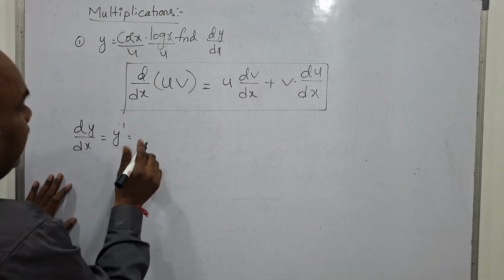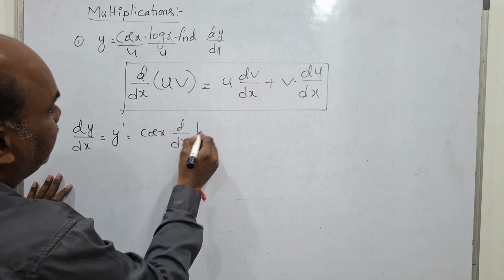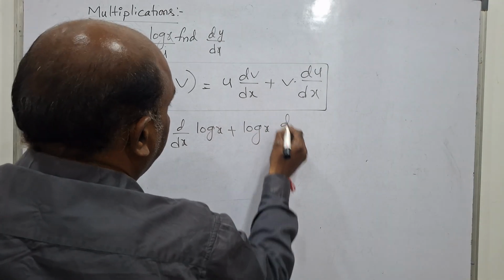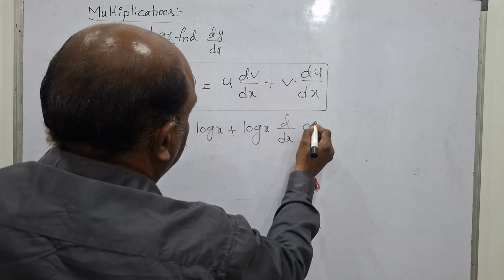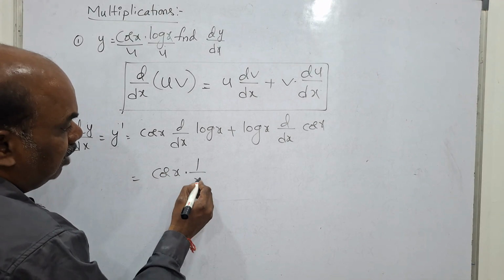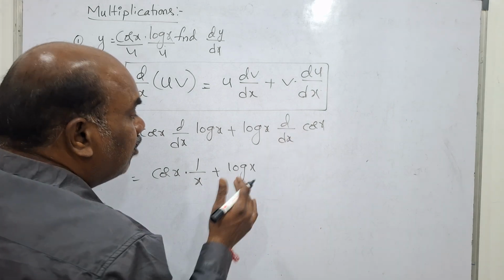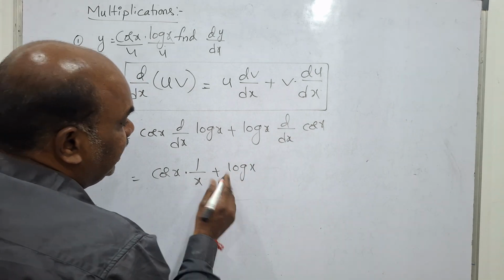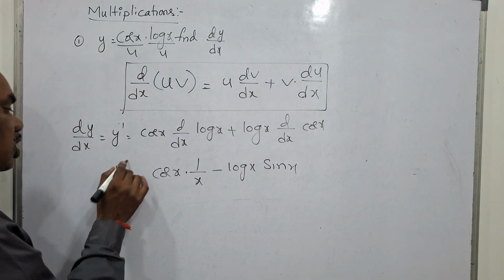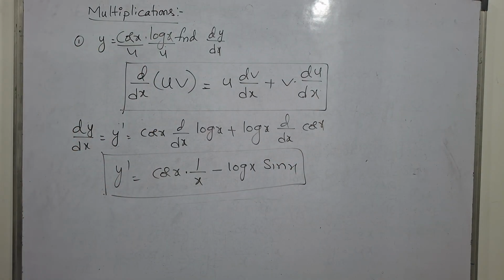First function, cos x, keep it aside, and differentiation of log x, d by dx of log x, plus log x keep it aside, d by dx of cos x. That's all, you got the answer. cos x into 1 by x plus log x into minus sin x. This is the differentiation of the given function. That's all. How simple it is.